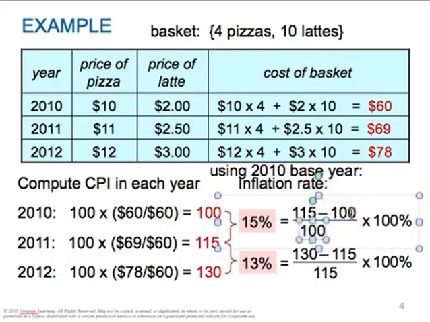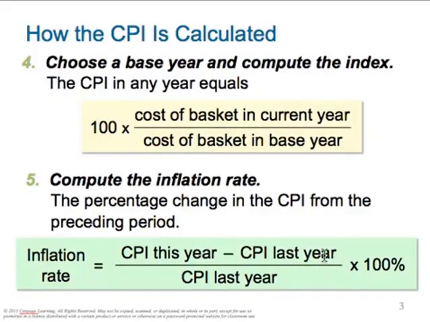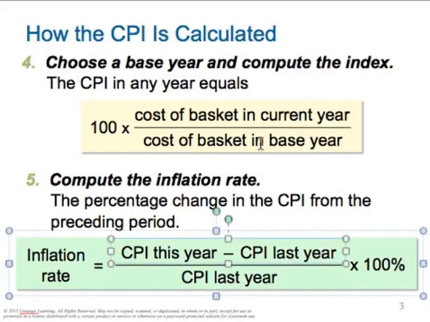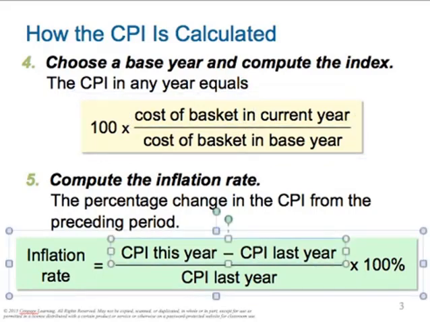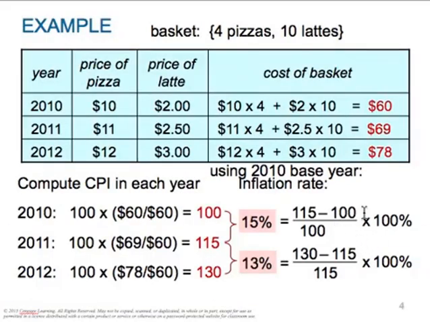Okay, actually the previous year. So 115 minus 100. We're going back to right here. The first calculation we made was here. The second calculation we're making is here. So 115 minus the previous year, divided by the previous year, times 100 is 15%. So it's another way to calculate that.